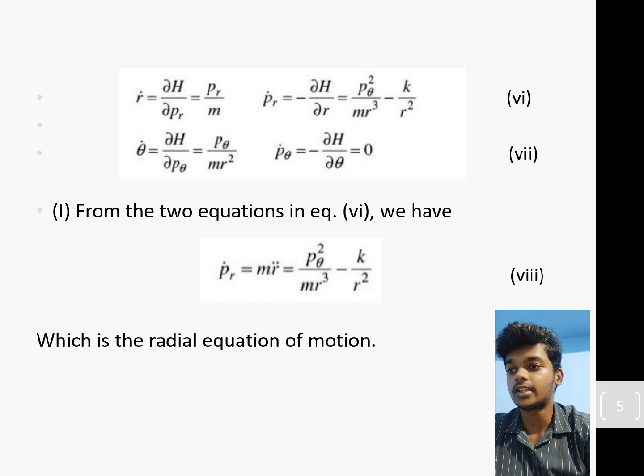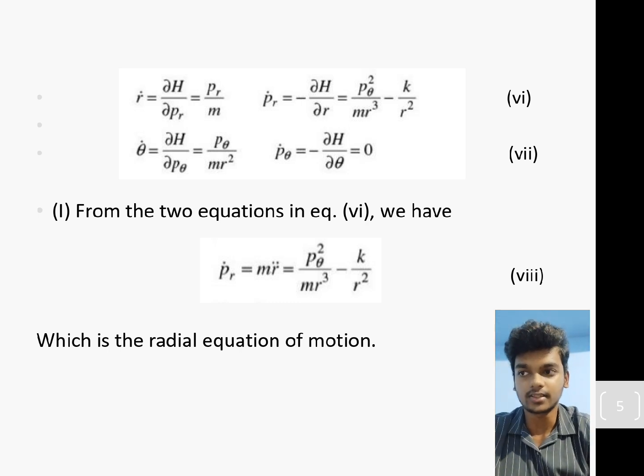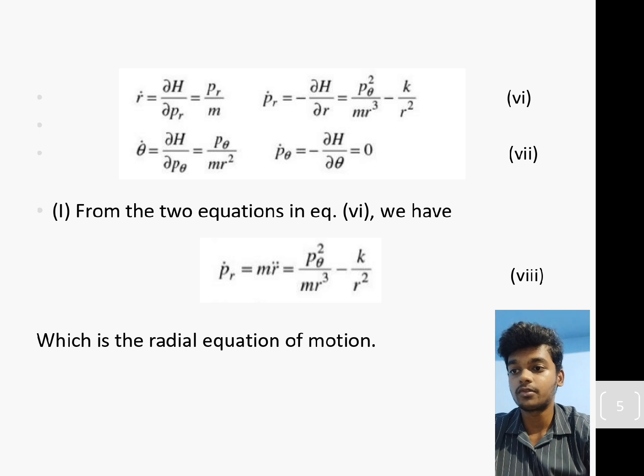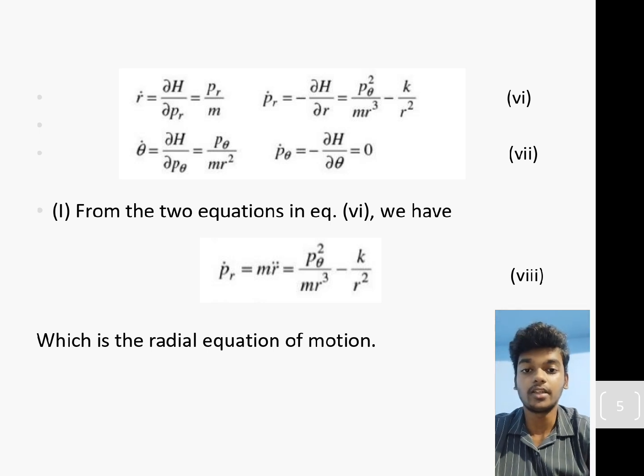And theta dot equal to dou H by dou p theta equal to p theta by m r square, and p dot theta equal to minus dou H by dou theta equal to 0. So this will be our equation 7. So from the first equation in equation 6 we have m r double dot equal to p theta square by m r cube minus k by r square. So this will be our equation 8, and equation 8 is known as the radial equation of motion.